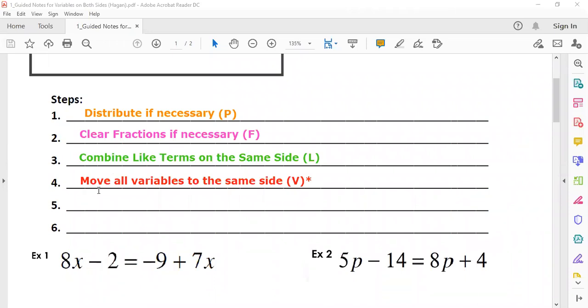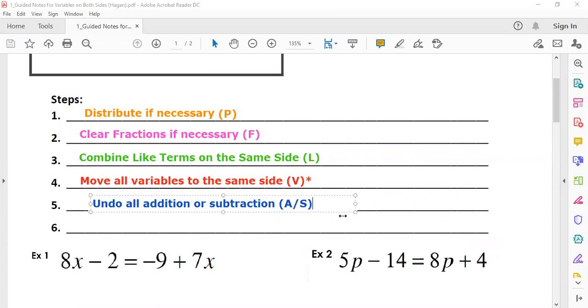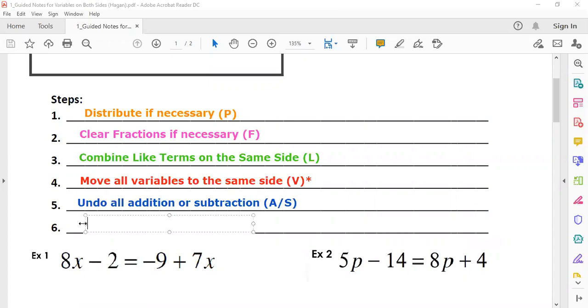Our next step is to undo all addition or subtraction, and there should only be addition or subtraction, it shouldn't be both. So this is A and S. And then lastly, we're going to undo multiplication or division. So that's M and D. If you clear the fractions, you're really never going to have division to undo. You usually do have multiplication at the end. So these are the steps we're going to use. We're going to go through them and make sure we understand them.